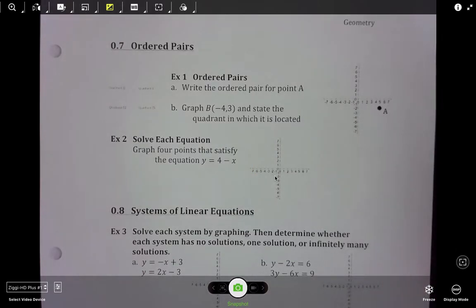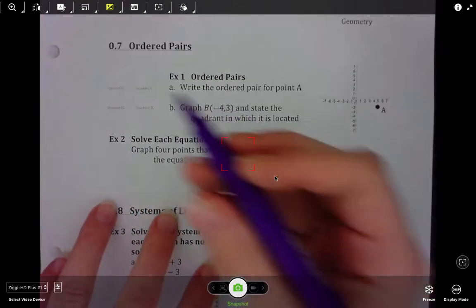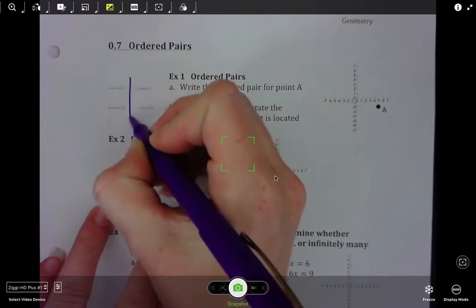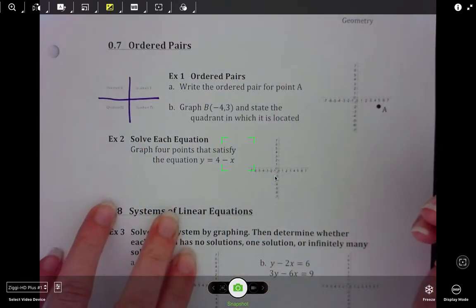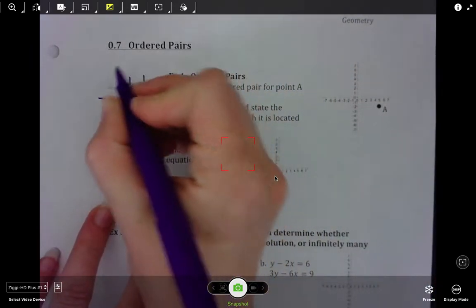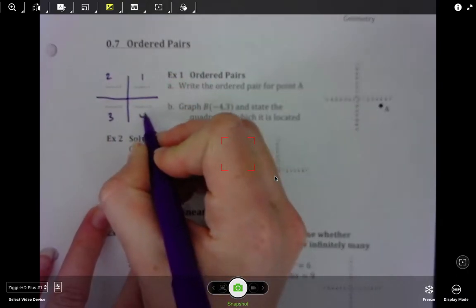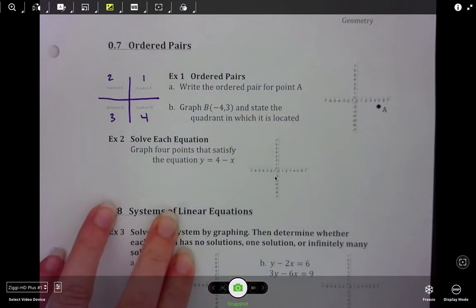07 is ordered pairs, and this is a very, very easy section, and that's why I've lumped both of them together. But they start out introducing ordered pairs in a very, very basic way. Over here, if you can't see these lines very well, go ahead and draw those in there. That's just talking about quadrants 1, 2, 3, and 4, in that order, the way that the quadrants go.